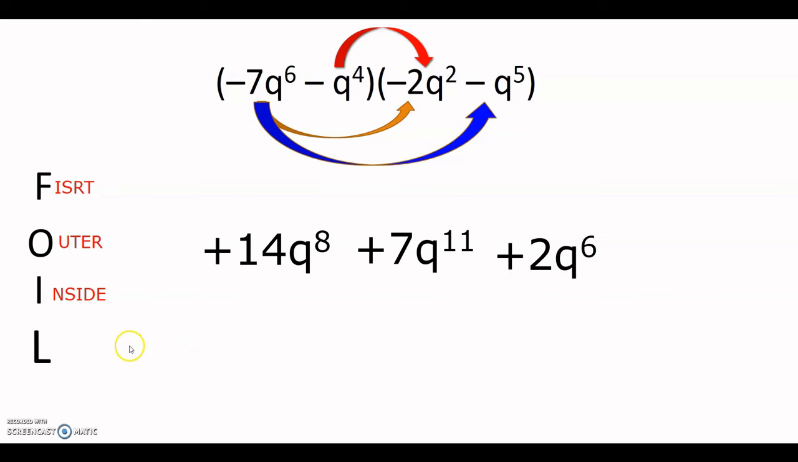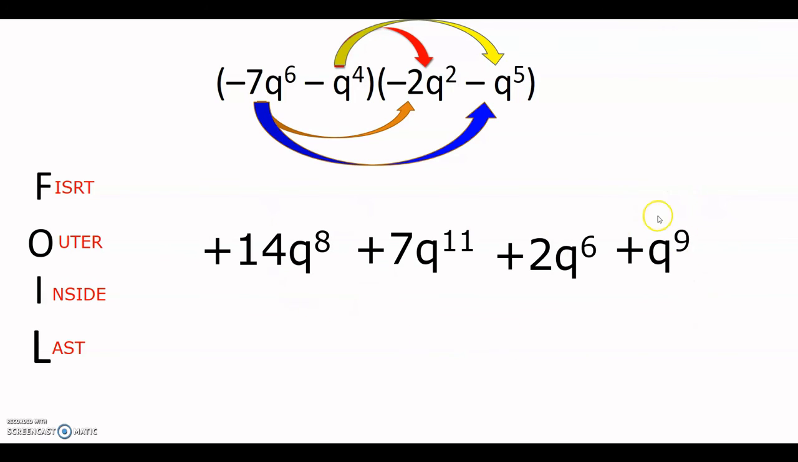And for letter L, which is the last. So the last terms that haven't yet been multiplied, so that will be L. So negative q raised to the power of 4 times negative q raised to the power of 5. So we have positive q raised to the power of 9, because 4 plus 5 is 9.